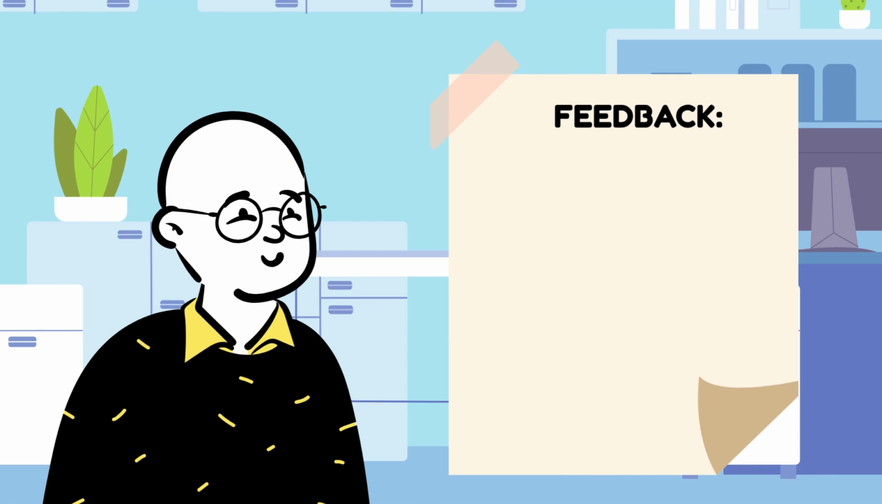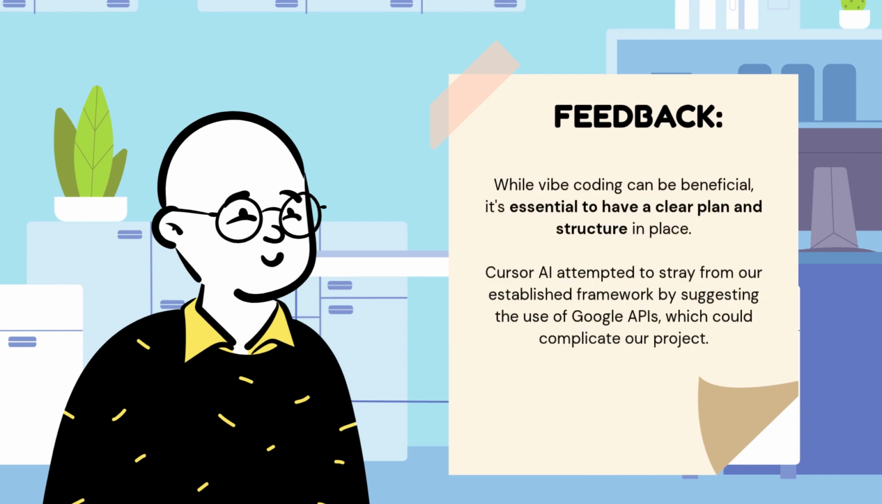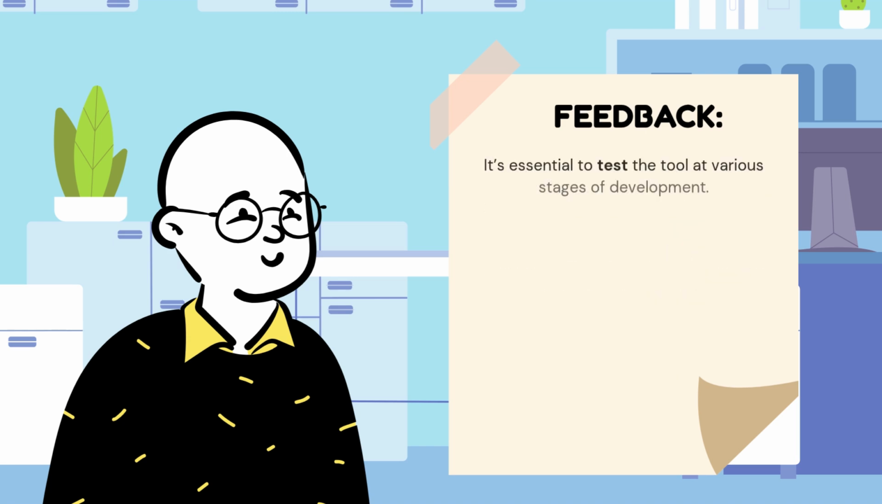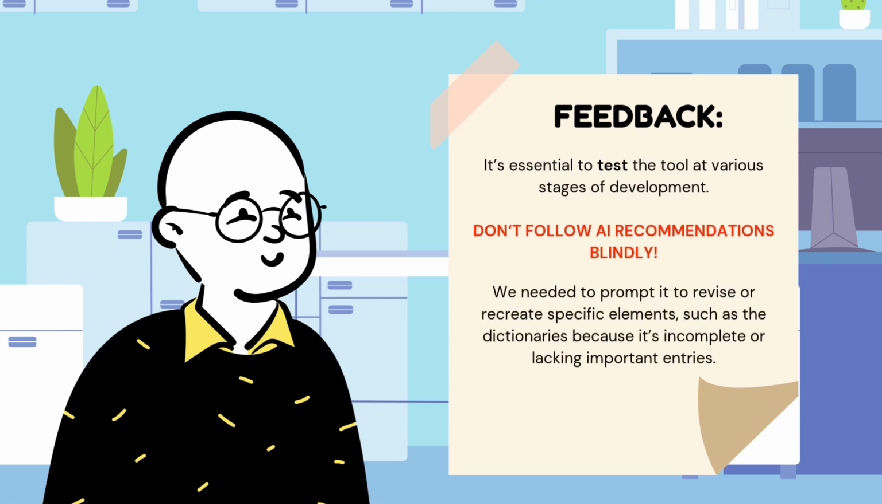While vibe coding can accelerate development, it's important to anchor it with a clear plan and structure. At one point, Cursor AI suggested using Google APIs, which, although powerful, would have added unnecessary complexity and deviated from our original project scope. It's also crucial to test the tool at different stages of development. Don't follow AI suggestions blindly. There were moments when we had to prompt it to revise or redo certain elements, like the dictionaries, because they were incomplete or missed key entries.